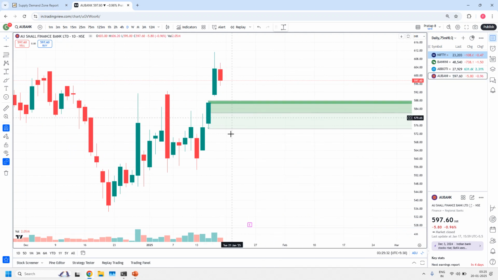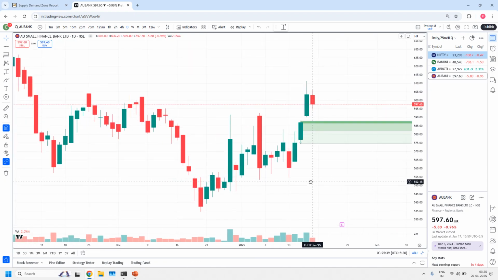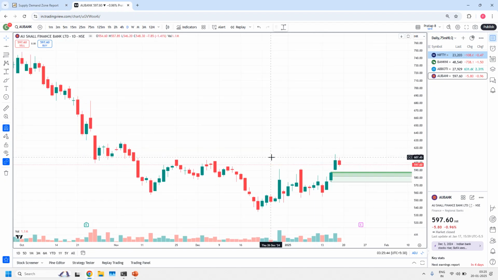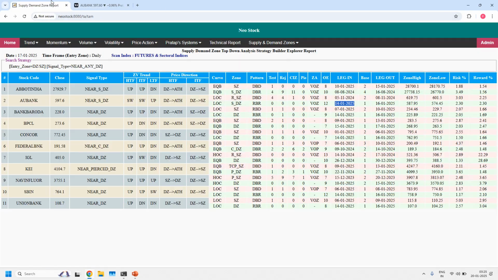Generally, if multiple order flows is there, it takes a little extra time to draw the zones. You have only one order flow in this zone. So this is about AU Bank. Actually, AU Bank is also having a supply zone, right? High liquidity supply zone, already tested 4 times.